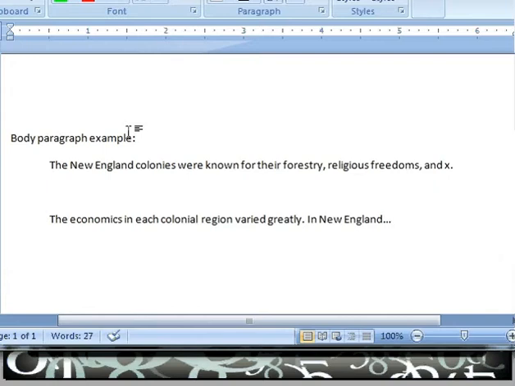So again, my approaches are different. If I'm going to talk about the colonies, I'm going to say, the New England colonies were known for XYZ things that I've decided to talk about. Versus if I'm going to take the approach of my point analysis, I'm going to say, okay, so I've chosen to talk about economics. So I'm going to, in this paragraph, talk about the economics of New England, the middle colonies, and the southern colonies. So that way I get this nice equitable spread of information.